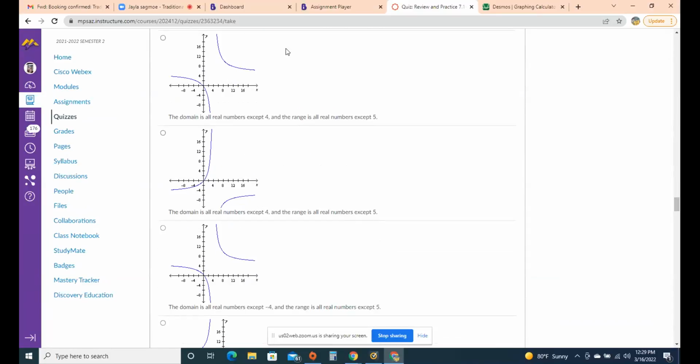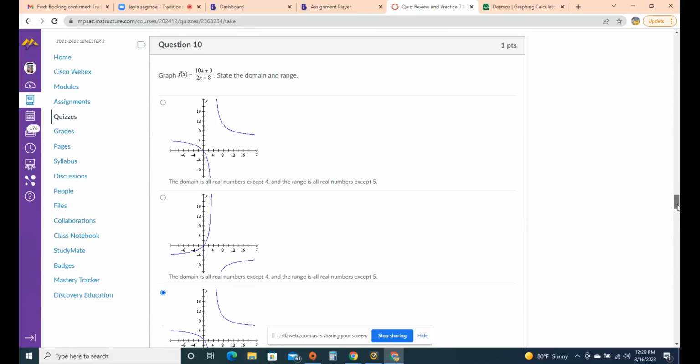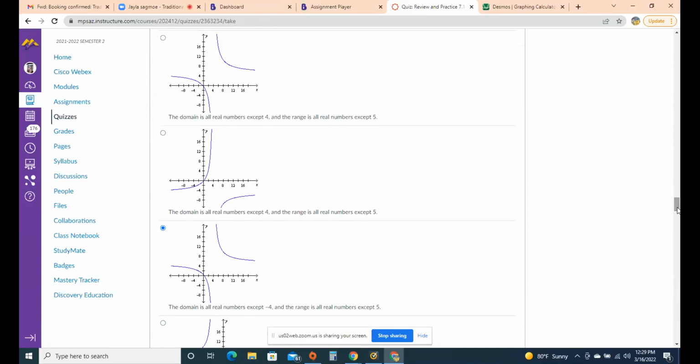So it's either this one or this one. So it's all real numbers except, I'm not able to see the bottom of that screen. If you want to just scroll down just a little bit. Okay, yeah. So you want to set the denominator equal to 0 and see what? 4. So you want to choose a different graph, I guess, letter A. Yes. Looks good. Perfect.